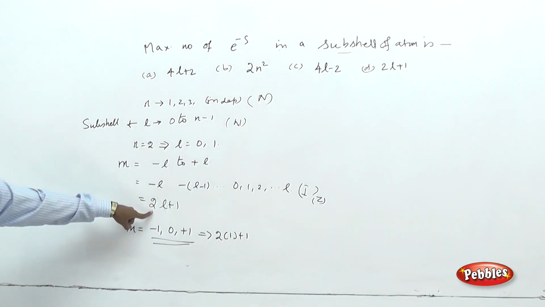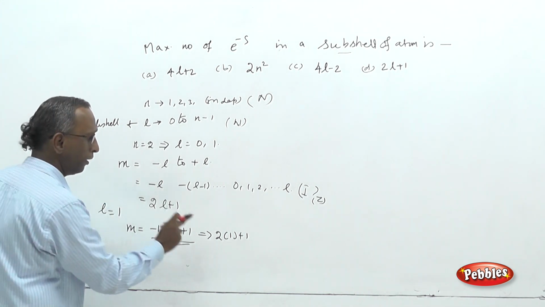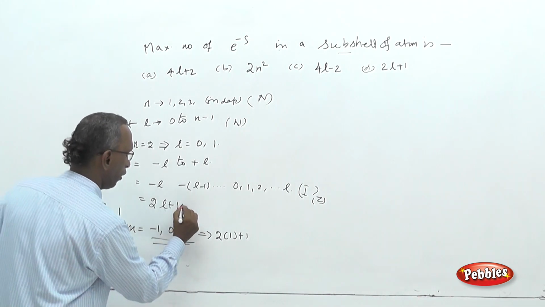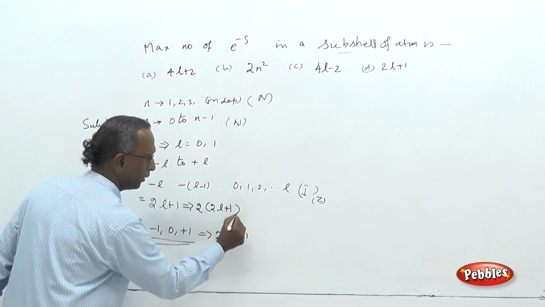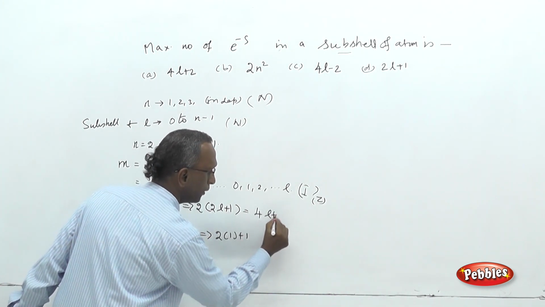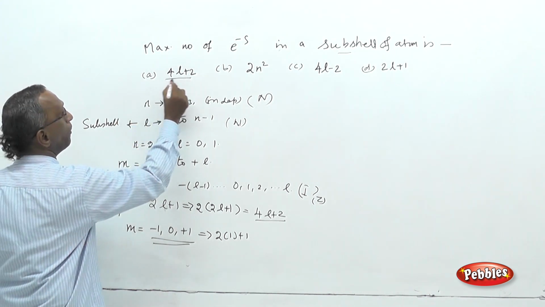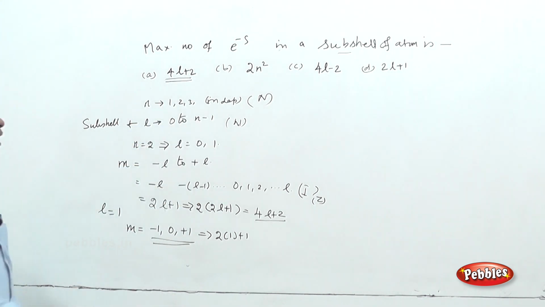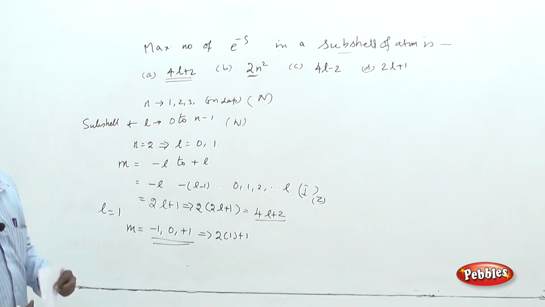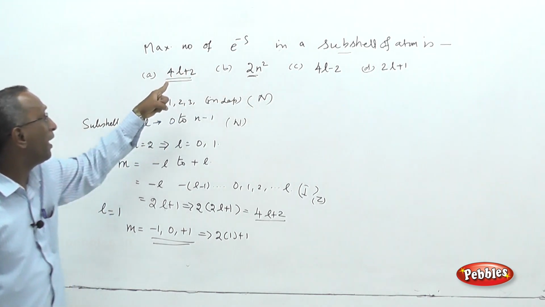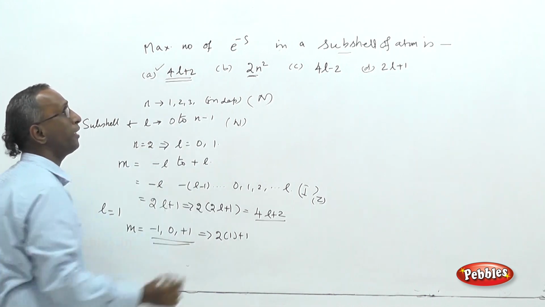There are 3 orbitals for the p subshell, as we have studied. In each orbital there are 2 electrons. So if you multiply 2 into 2l plus 1, it gives 4l plus 2. So the total number of electrons in a subshell is 4l plus 2. The total number of electrons in a shell is 2n squared. So for this question, choice A is correct.